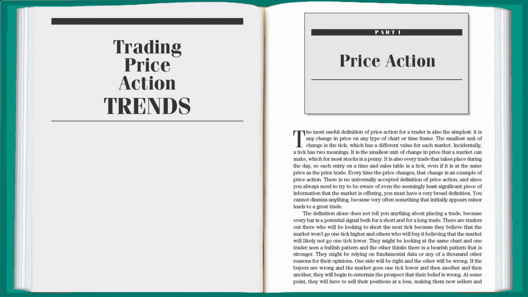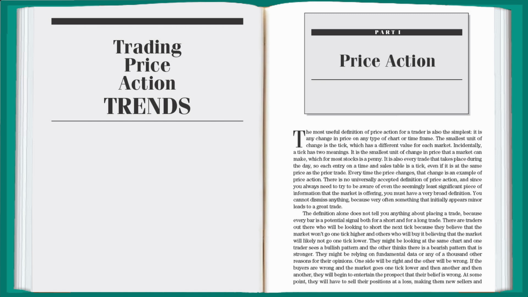There are traders out there who will be looking to short the next tick because they believe that the market won't go one tick higher, and others who will buy it, believing that the market will likely not go one tick lower. They might be looking at the same chart, and one trader sees a bullish pattern, and the other thinks there is a bearish pattern that is stronger. They might be relying on fundamental data or any of 1,000 other reasons for their opinions. One side will be right, and the other will be wrong.